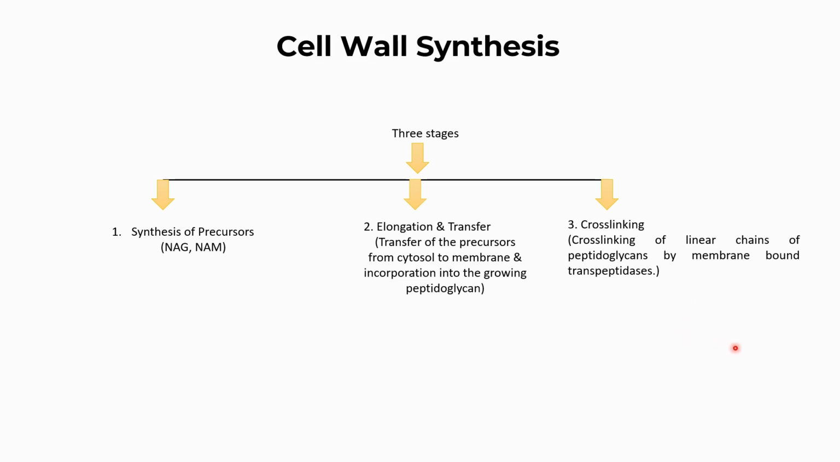The linear chains of peptidoglycan are cross-linked by a membrane-bound enzyme called transpeptidase, forming a strong and interconnected mesh. This cross-linking occurs outside the cell membrane and provides the rigidity and strength characteristic of the bacterial cell wall. This stage is crucial for creating the structural integrity that protects the bacterium against environmental stress and maintains its shape.